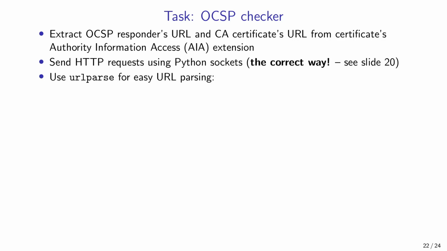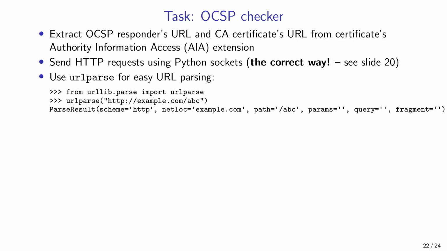Use the urlparse module for easy URL parsing. Import urlparse. Then you can use the urlparse method, passing some URL, and you will get back a parse result object where you can access host, path, and other fields separately. For example, to get the hostname, use the netloc attribute.